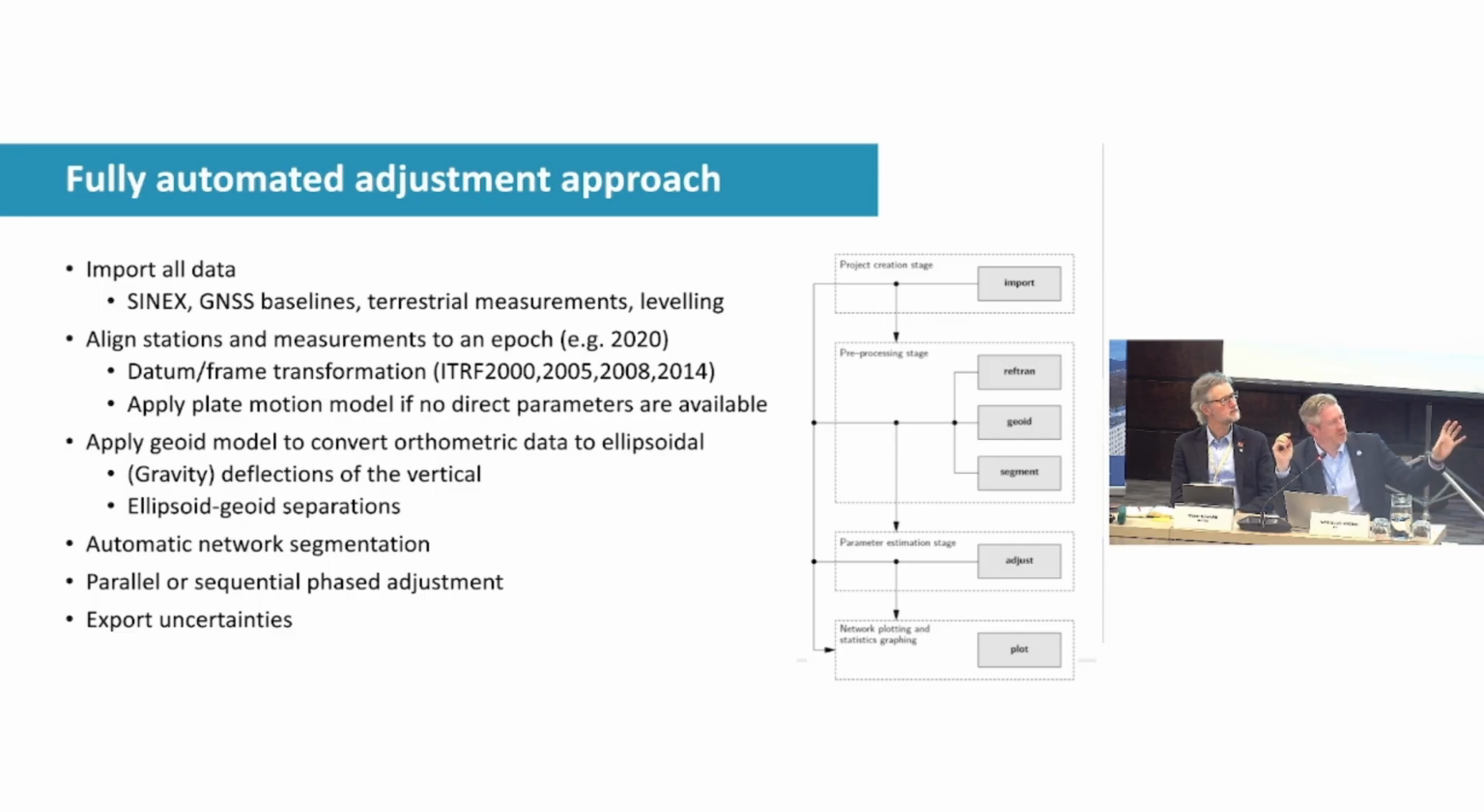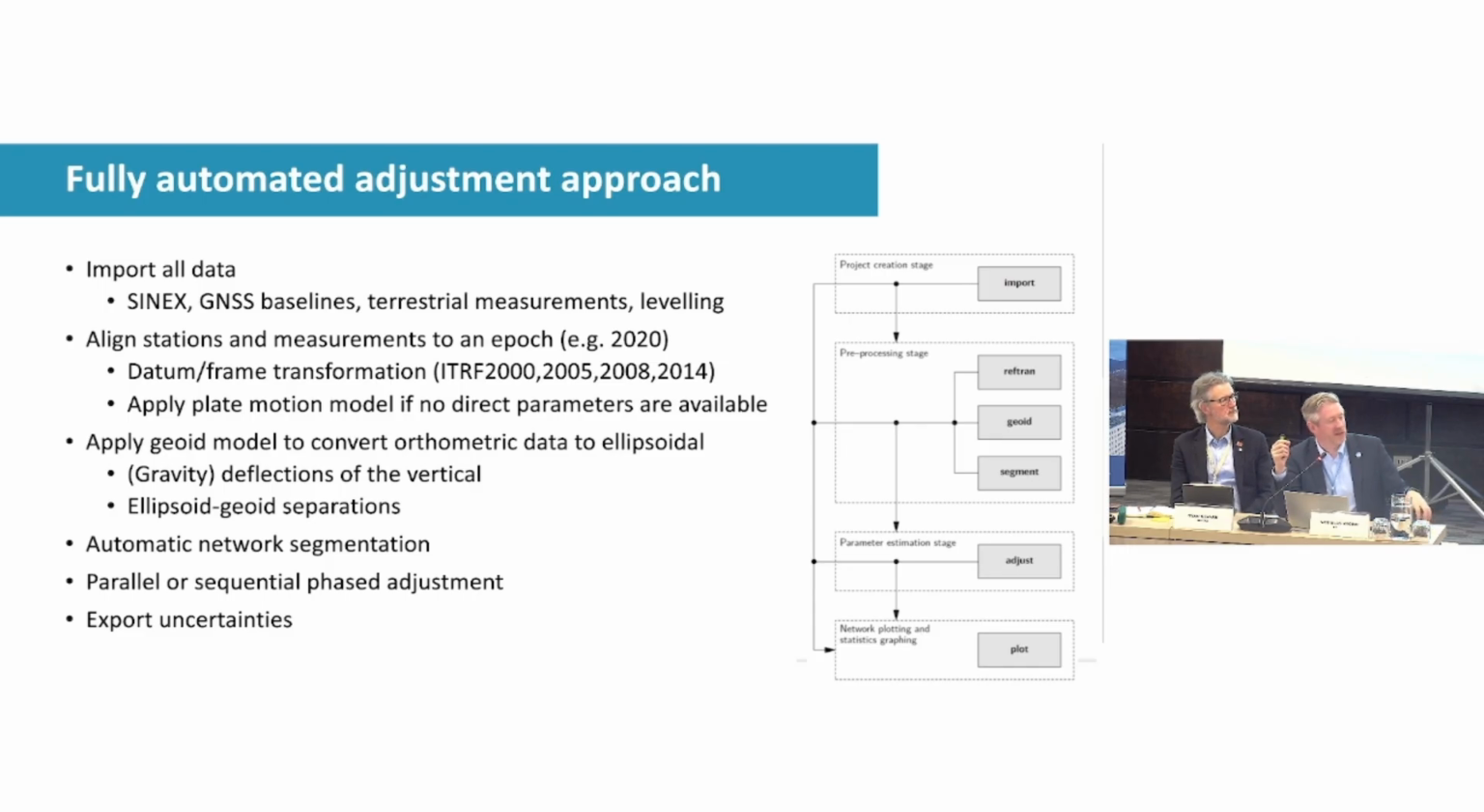This is an example of what the DynAdjust process goes through. In the case of DynAdjust, it's scalable, so it can handle big data sets, but it can also handle a small subdivision. You can use small amounts of data. So you'd import all your solution-independent exchange data, your SINEX files, GNSS baselines, terrestrial measurements, leveling data, and then the first thing it does is it aligns all the station measurements to a common epoch. That's of your choice, you might choose something like 2020. It then does all the frame or datum transformations.